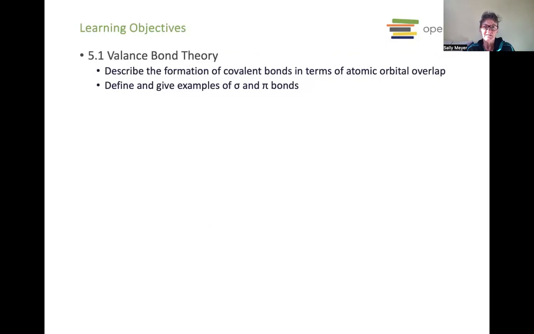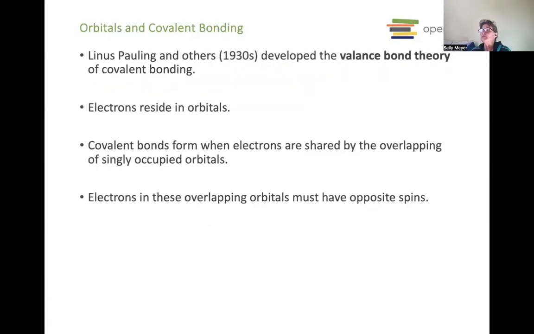So valence bond theory describes the formation of covalent bonds in terms of atomic orbital overlap, and it gives examples of sigma and pi bonds. So the idea is that the more two orbitals can overlap in between the nuclei, the more probability that you'll find the electrons there, and therefore the stronger the bond.